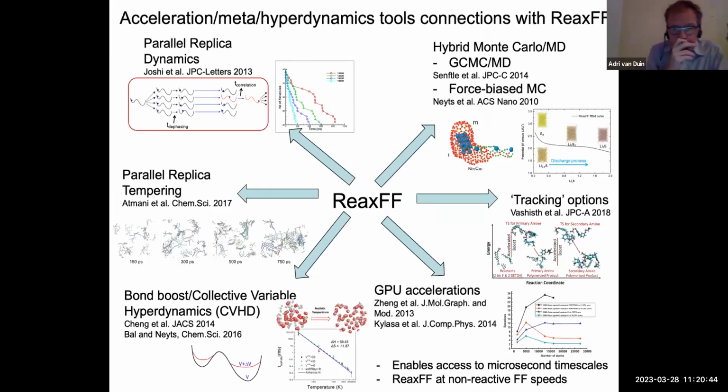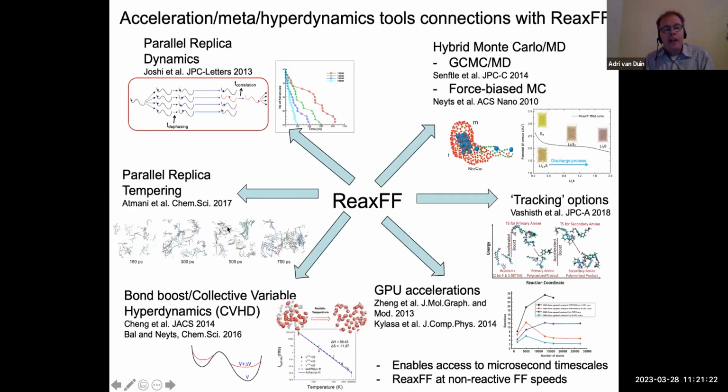I won't talk too much about this, but in general, there's been a lot of activity about speeding up ReaxFF. Essentially, ReaxFF by itself can get you to probably nanoseconds, maybe 10 nanoseconds. If you really pool all your resources, you can get yourself to 100 nanoseconds. But on top of that, we can use a wider range of acceleration tools. A very popular one is parallel replica dynamics. If you have an isolated low probability event that drives your chemistry, parallel replica dynamics is a very good way to sample these things, and essentially you can parallelize time if you use it right.